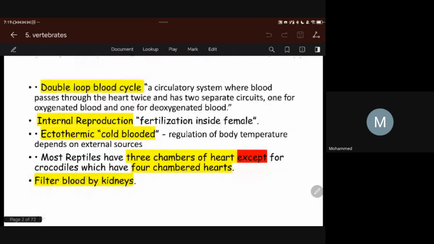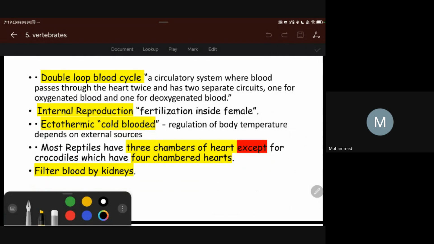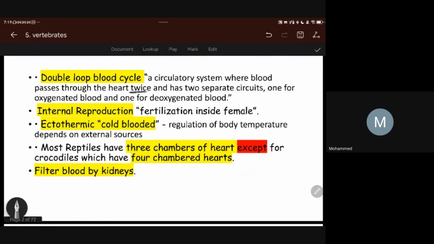They also do double circulation within their circulatory system. What does double loop of blood cycle mean? It means that the blood moves within the heart twice per circuit. So within one circuit, the blood passes through the heart twice. It is a circulatory system where blood passes through the heart twice and has two separate circuits, one for oxygenated blood and the other for deoxygenated blood.